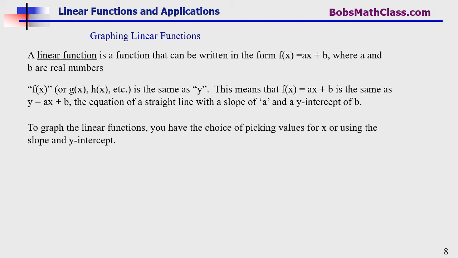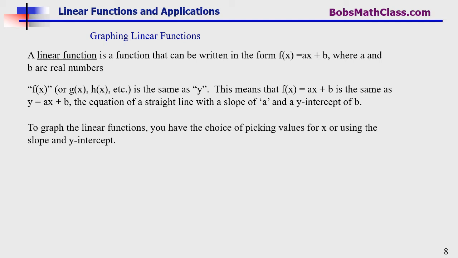Okay, now graphing. Some of you might have some graphing experience, some of you may not, so we'll try to go through that. A linear function is a function that can be written in the form f of x equals ax plus b, where a and b are real numbers. So we might have talked about the form y equals mx plus b, where m is the slope. Same thing here. We're just using a. If you want to write f of x equals mx plus b, that's also fine.